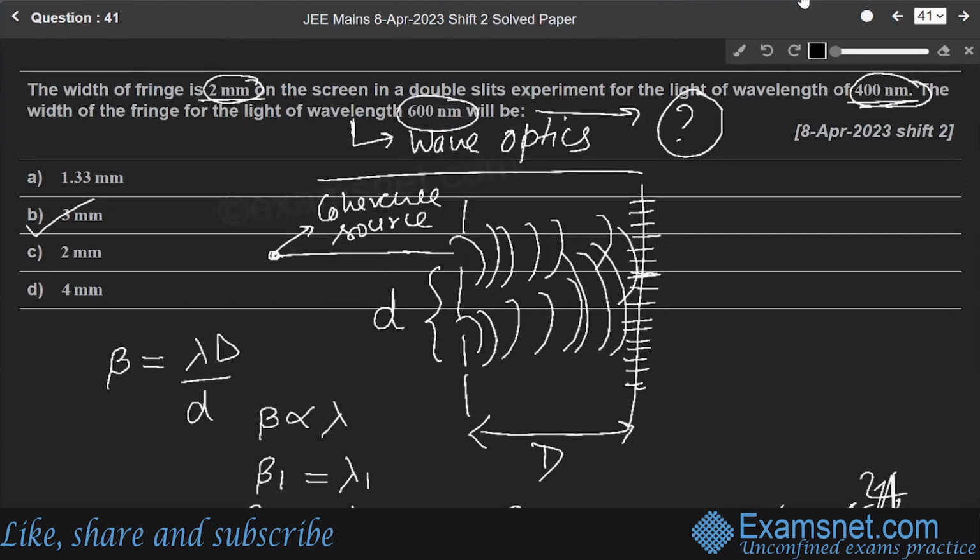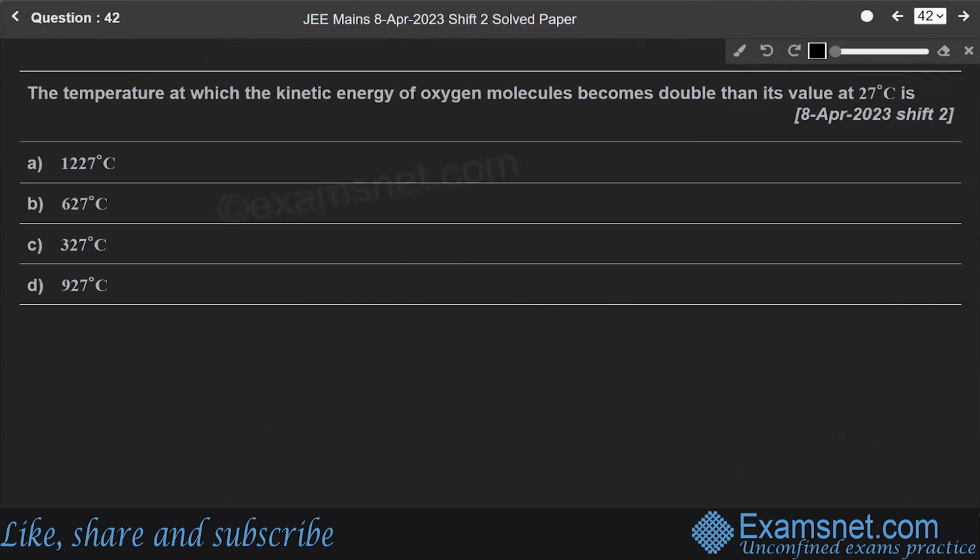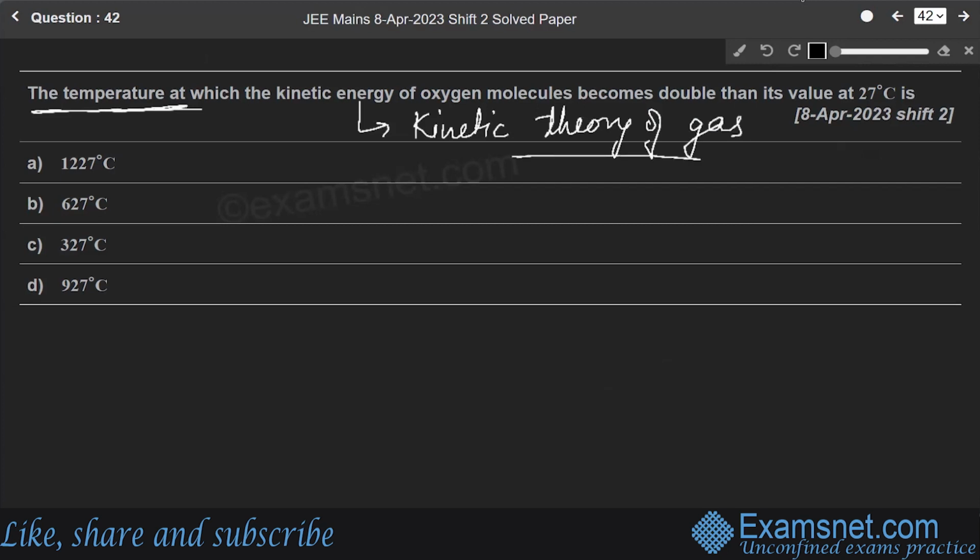Now our next question, question number 42. It says that the temperature at which the kinetic energy of oxygen molecules becomes double its value at 27 degrees Celsius is. So basically, we have to find the temperature. So students, this question is from the kinetic theory of gases chapter.